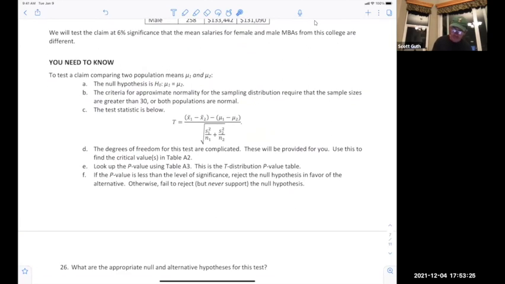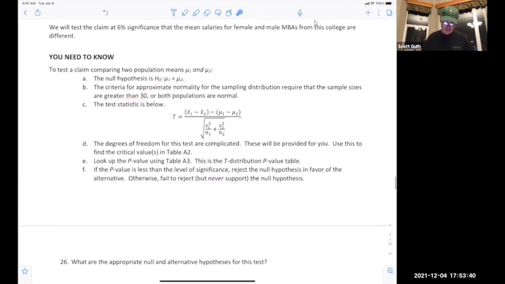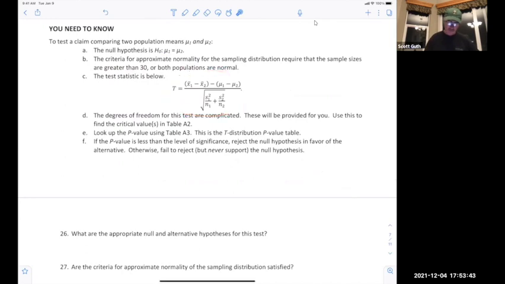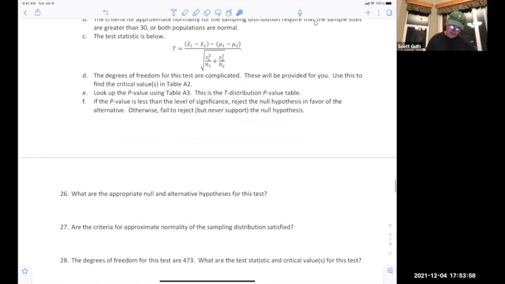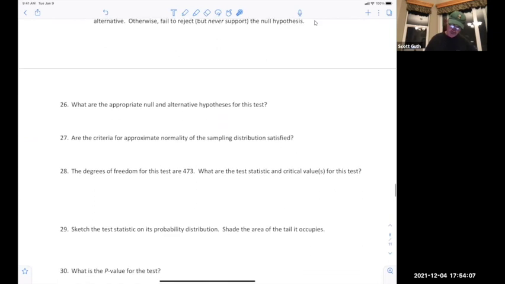So we're testing a claim about two means, mu1 and mu2. The null hypothesis is mu1 equals mu2. And you see the criteria for normality, that both sample sizes are greater than 30, or that both populations are normal. We've seen this test statistic before. Just as a reminder, because the null hypothesis says that mu1 is equal to mu2, the difference between them would have to be zero. Okay, degrees of freedom are provided for this problem. And p-value in table A3, that's the t-distribution p-value table. And same as always on how we make our conclusion. So let's go ahead and jump right in.